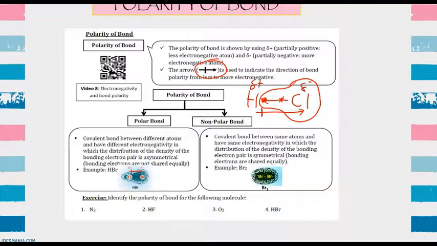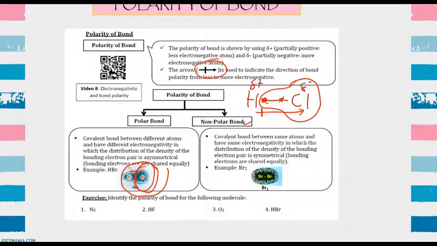Polar bond is a covalent bond between different atoms that have different electronegativity, in which the distribution of the density of the bonded electron pair is asymmetrical. Like I told you earlier, the density of the bonding electron pair is attracted more toward chlorine because chlorine is more electronegative. So for example, if you look here, okay, bromine, the electron cloud for bromine is bigger compared to hydrogen. So bromine is more electronegative compared to hydrogen.